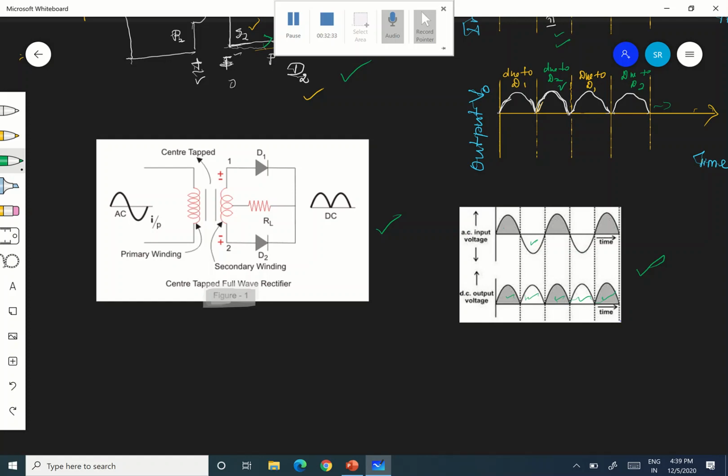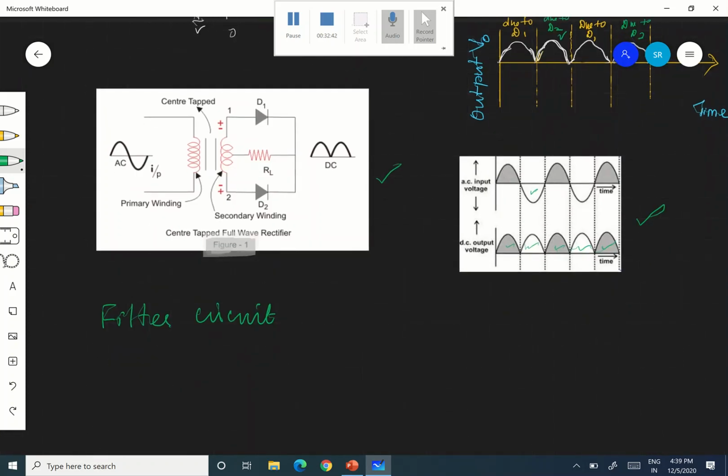So to get a constant DC, you use what is called a filter circuit. Filter circuit means, what is that? Here the output of the rectifier is there, so this is the output.